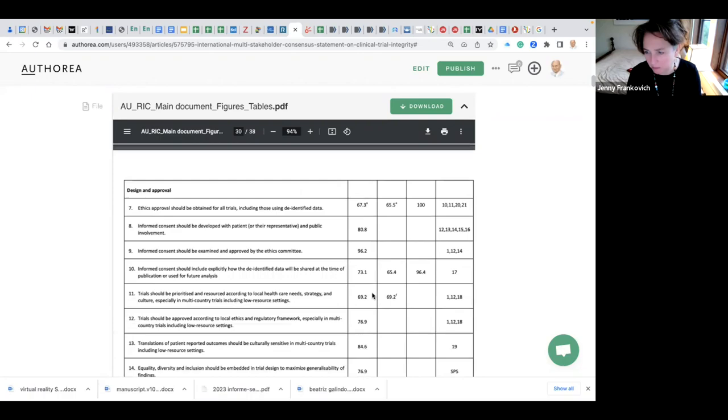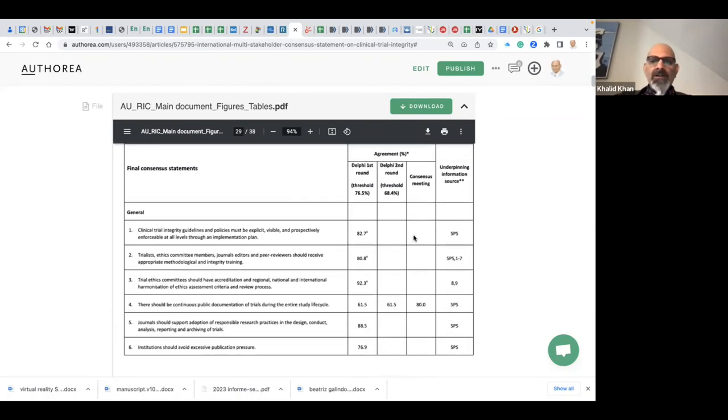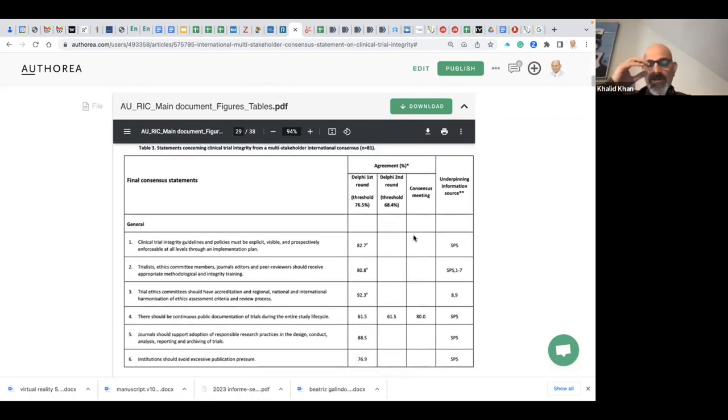I think the transparency achieved concerning each statement through this process is as valuable, or perhaps as important, as the statements that pass forward into being part of the guideline.